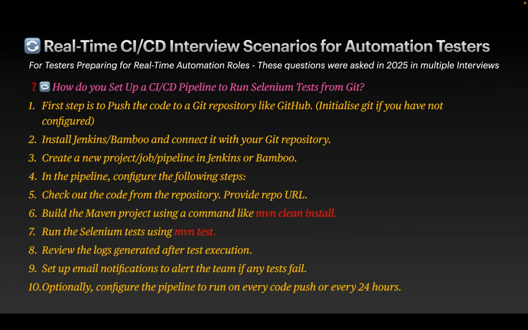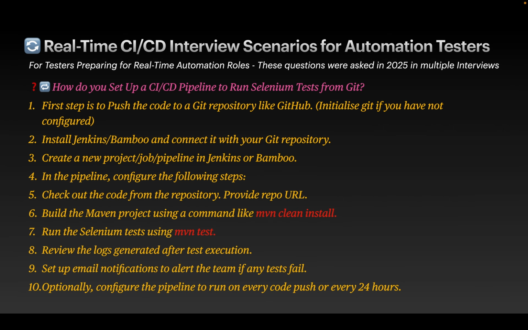How do you set up a CI/CD pipeline to run Selenium tests from Git? So you have your Selenium tests on your local machine. The question here is, how can we configure the CI/CD pipeline for the Selenium tests? What we need initially is a Git repository. So configure your Git repository and push the code to it. And you might use Jenkins or Bamboo in your project. Either one, create a project or job or pipeline in the Jenkins or Bamboo platform.